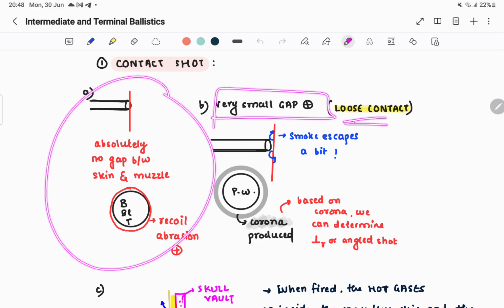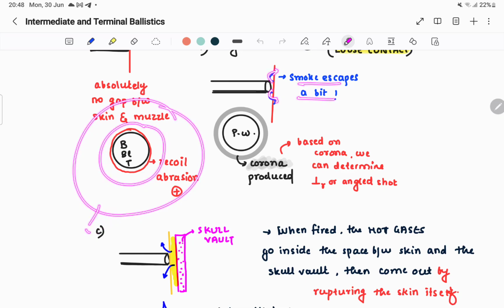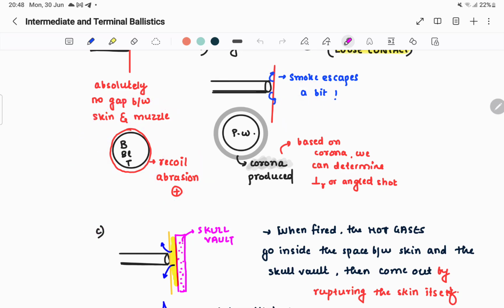This is a very tight contact, with only one circular wound. It will allow smoke to escape a bit. Here there is no smoke, no dirt collar, no grease collar, no abrasion collar. Here a puncture wound plus a corona will be produced. The smoke, when it escapes, can produce this corona.